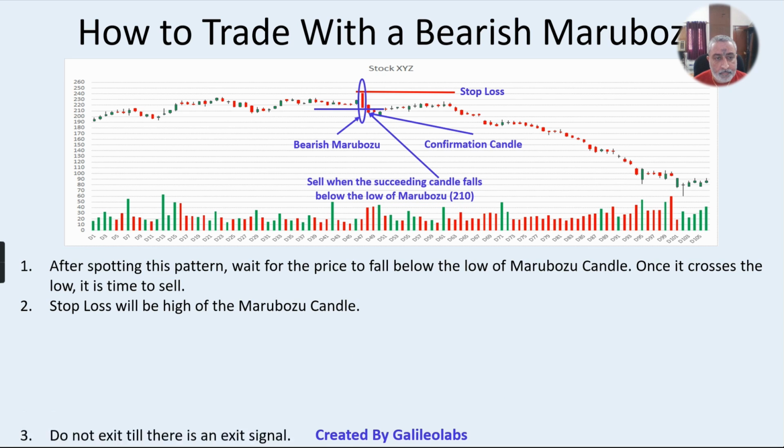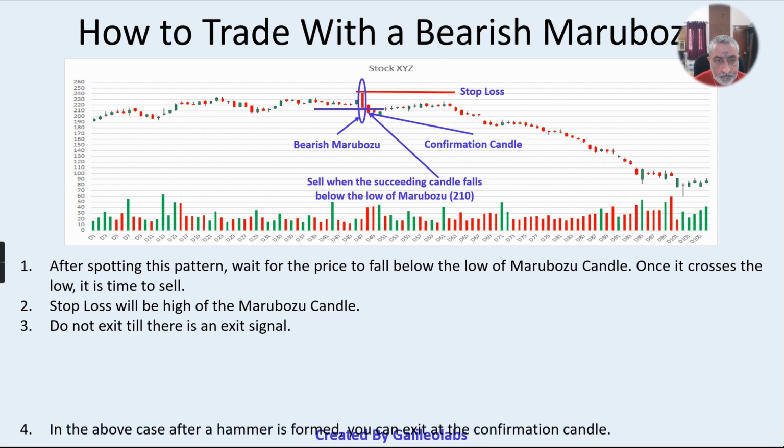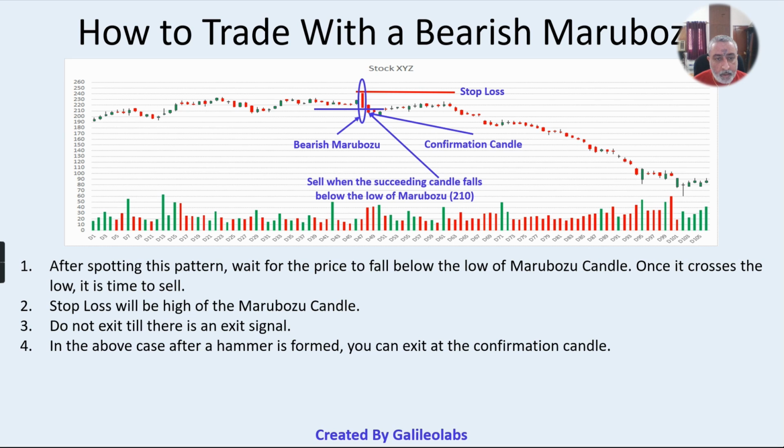This is the stop loss, and do not exit till there is an exit signal. By exit signal, what I mean is only the candlestick pattern, nothing else, no indicator. In the above case, after a hammer is formed, you can exit at the confirmation candle. Now see, here the hammer has been formed, and from the next candle, the prices have started to rise.